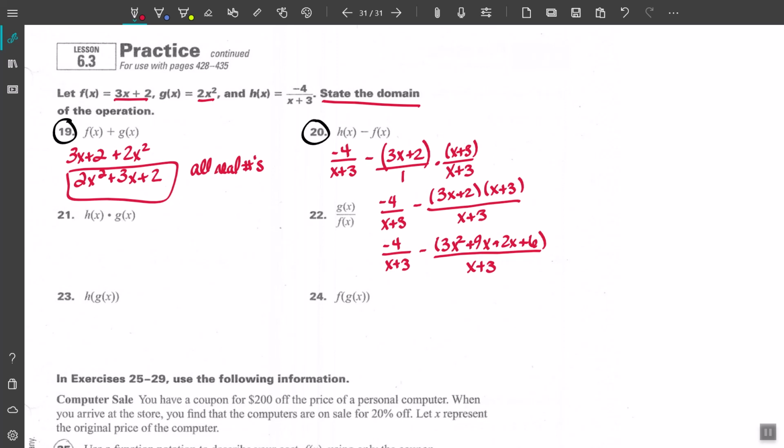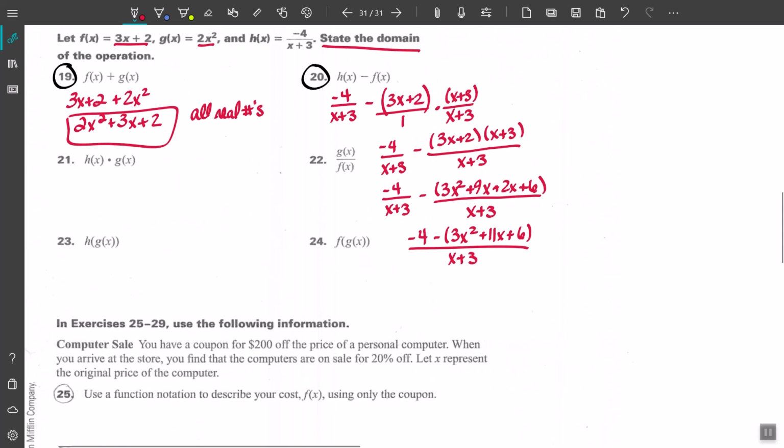Now I know I can combine this 9x and the 2x. I'll go ahead and do that, but I'm going to do it all in one step. I'm going to take these two numerators here, and I'm going to put both of them, and look, I'm going to go ahead and make this 11x here. And all of that goes over x plus 3.